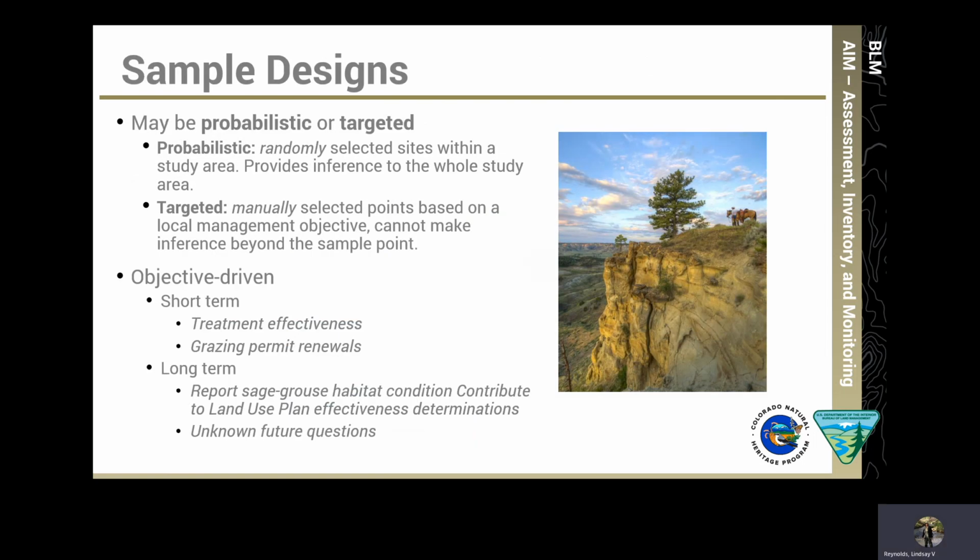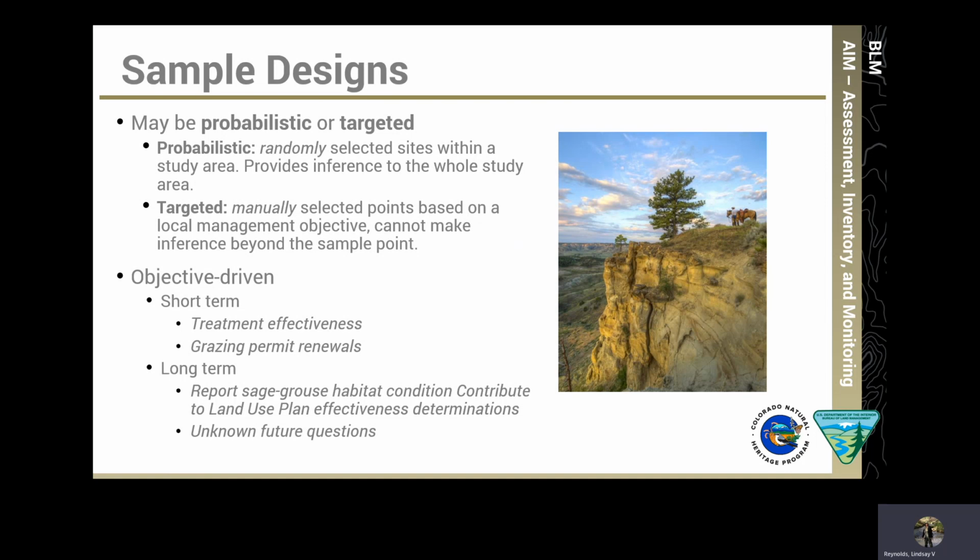Sample designs may be probabilistic or targeted. Probabilistic designs use randomly selected sites within a study area and provide inference to the whole study area. In other words, we can draw conclusions and make statements using the data and information from that study area about the whole study area. Targeted sites are manually selected points based on a local management objective, and we cannot make inference beyond those sample points, but they address an immediate and local need for an objective.